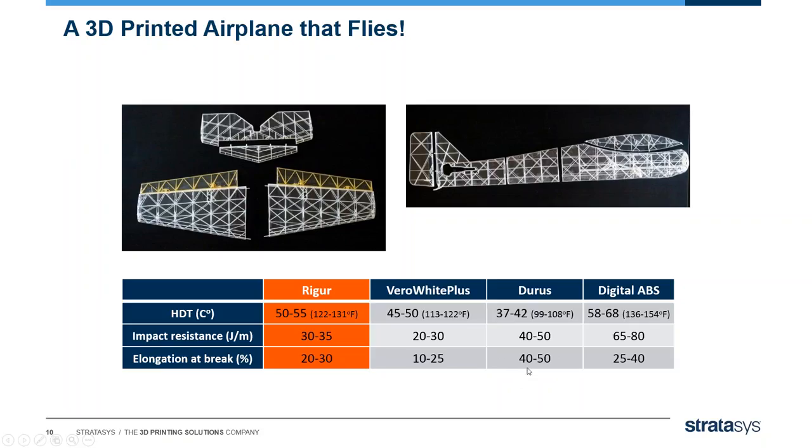not completely in the range of Duros, because Duros is a very, very soft material with a high elongation at break, but this is a good compromise. Also the impact resistance, it's above our Vero materials, but below Duros and digital ABS. And the HDT is a good compromise in the middle, it's above Vero materials, above Duros of course, but still below digital ABS. So what is important to handle Duros Rigor material while printing?